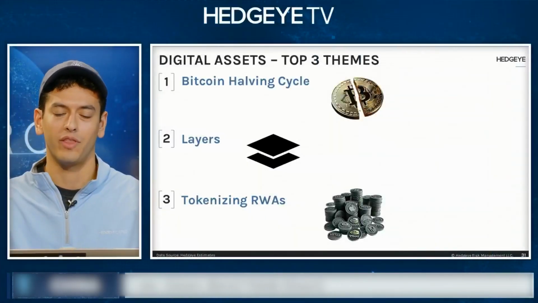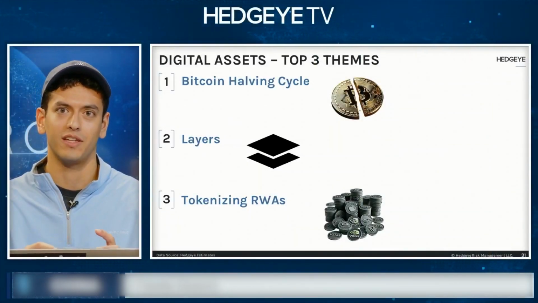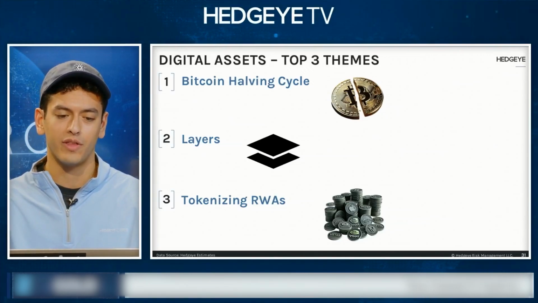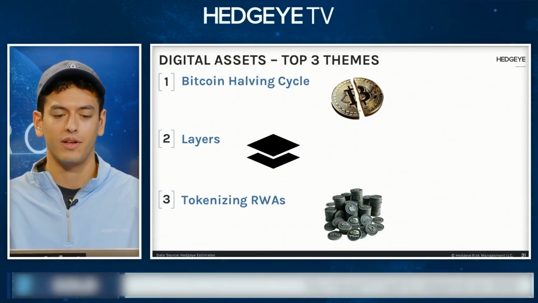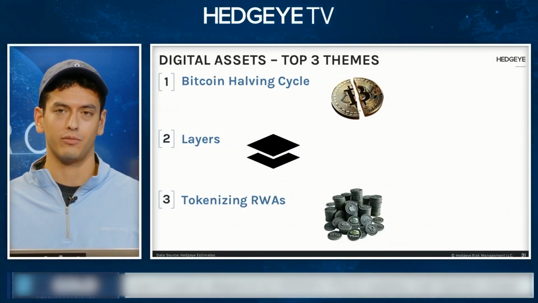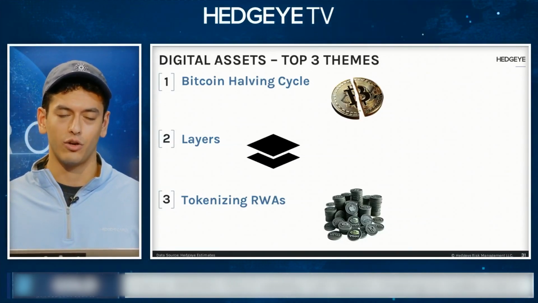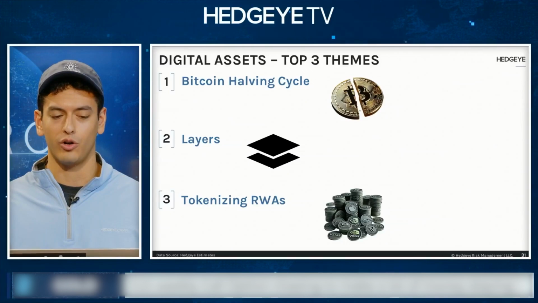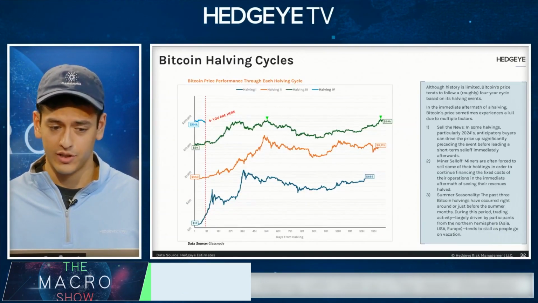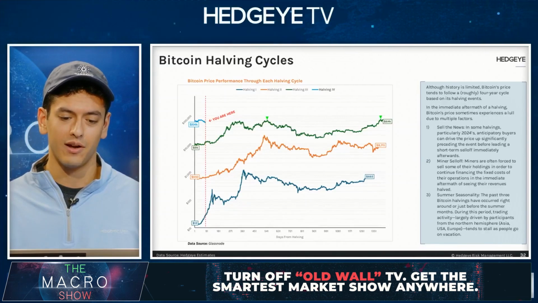Want to go over what are the top three big themes within the digital asset space right now from our perspective, which we think are the Bitcoin halving cycle, layers, layer 2 networks specifically. There are layer 3s, but we're not quite there yet, and tokenizing real world assets, or RWAs. So going to slide 2 here. First thing is the Bitcoin halving cycles.